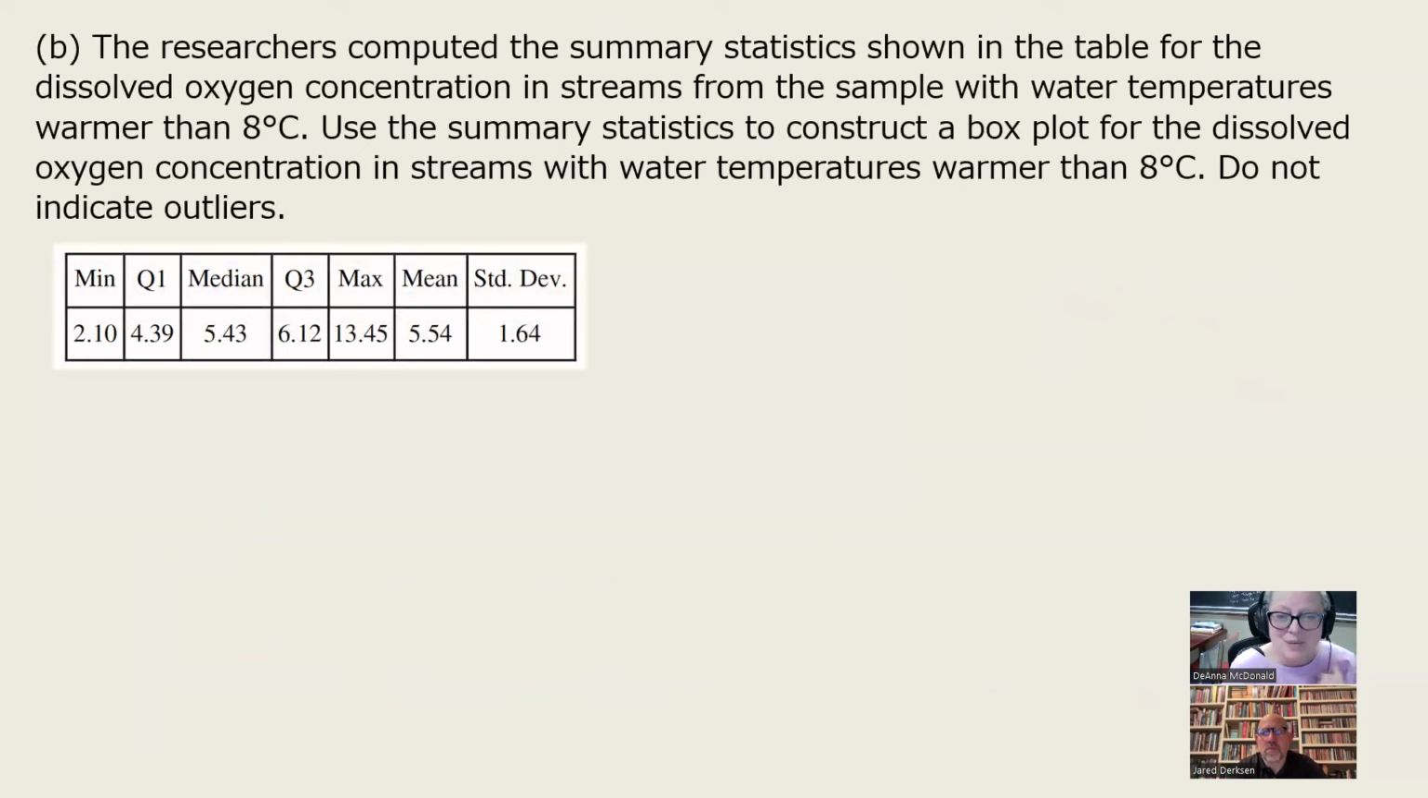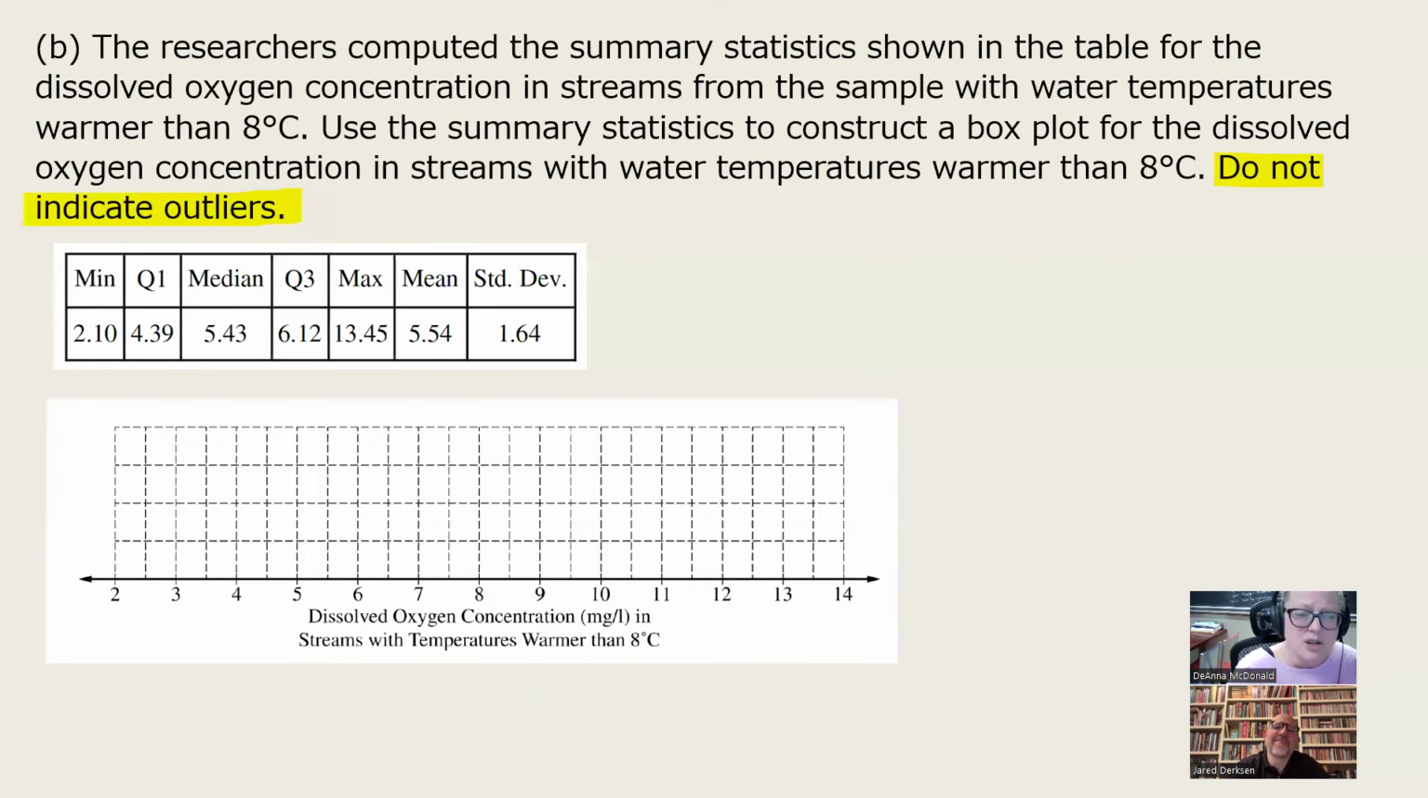All right, so now I have these summary statistics and I want to construct a box plot, but notice it says do not indicate outliers. I cannot tell you how many students ignored that and said, I'm just going to try to put the outliers in there. When it says do not indicate outliers, what you want to do is put the 5 number summaries as dots, draw your box, show your median, and then connect the whiskers from the edges of the box all the way out to the mins and the max. That's what it means when it says do not indicate outliers.